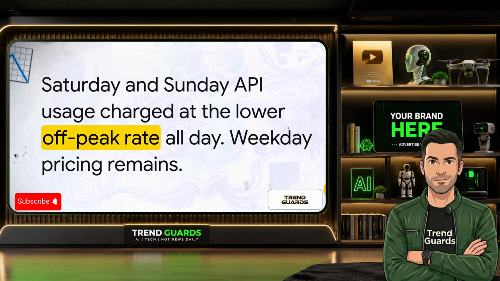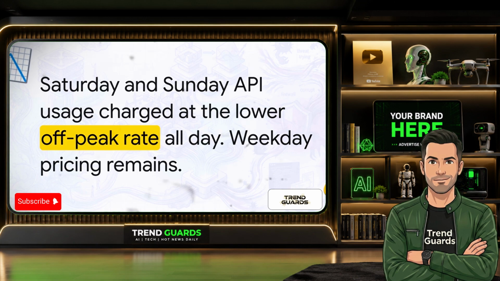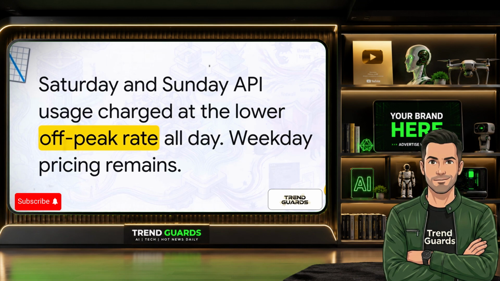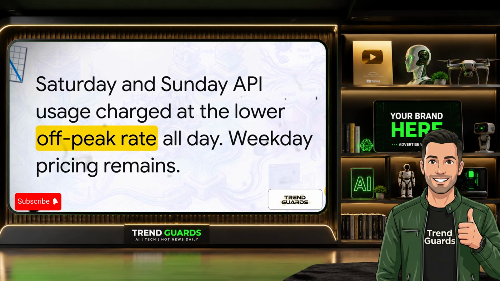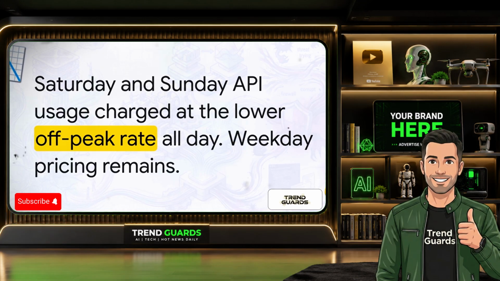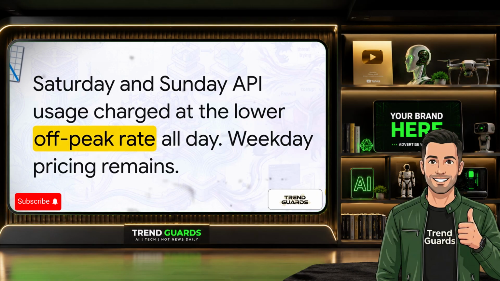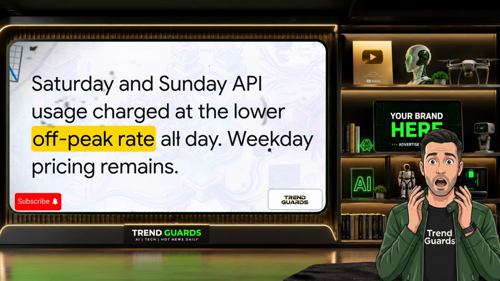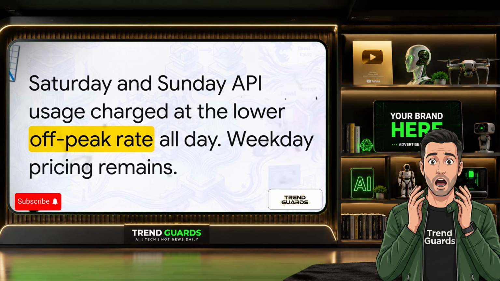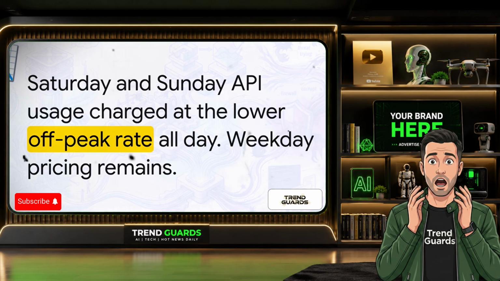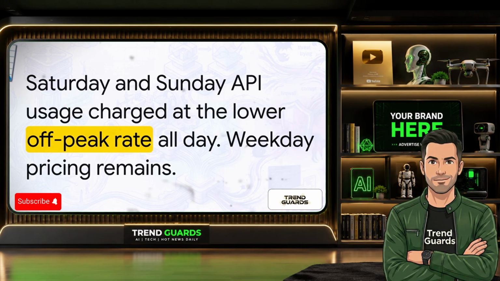Now, we need to be highly precise about what this billing move actually is, based on verified reporting from Bloomberg. This took effect on August 23rd. And just to be clear, this is not a permanent, across-the-board price cut. What DeepSeek actually did was stop distinguishing between peak and off-peak API pricing on the weekends. So Saturday and Sunday usage is now charged at the much lower off-peak rate, all day long. Meanwhile, the standard weekday peak and off-peak pricing structure, that remains entirely unchanged.